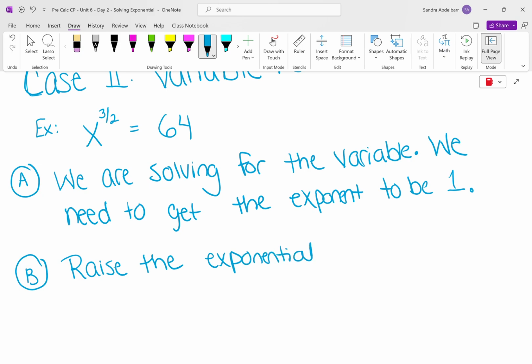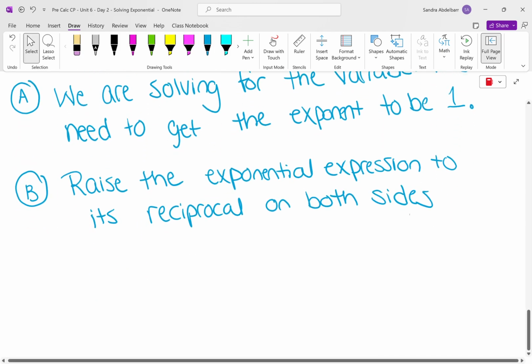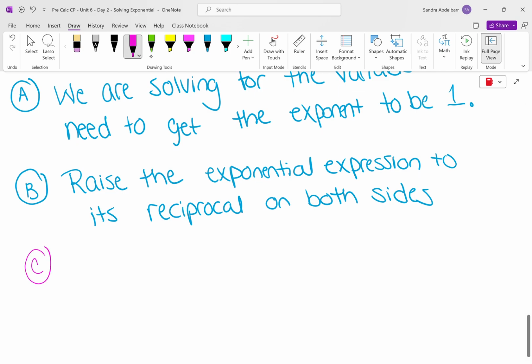Say raise the exponential expression to its reciprocal on both sides. All right, this is going to be a super important thing. This next one, star, star.